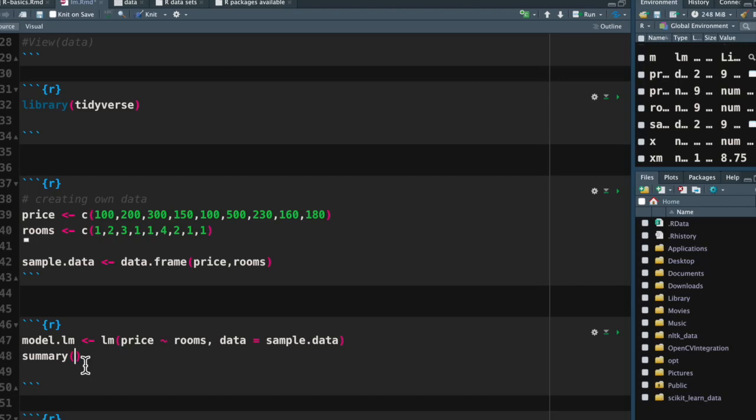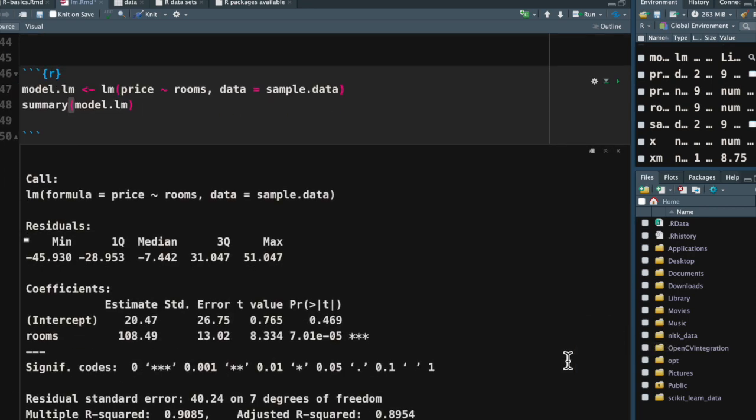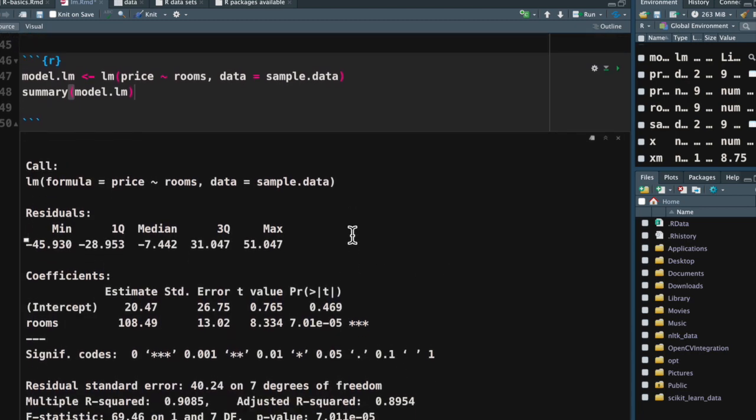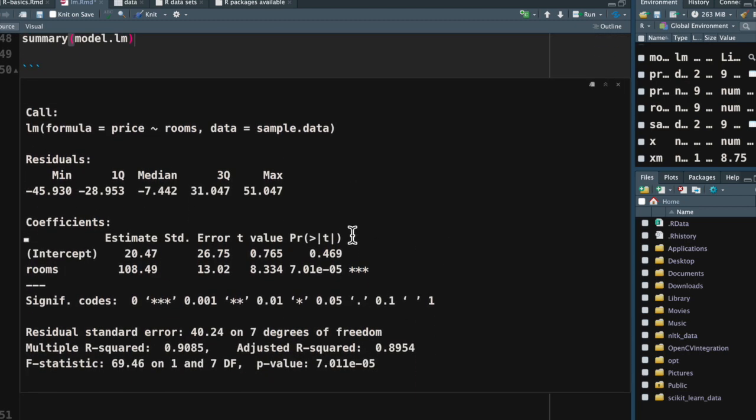So that's how we do it. We pass into the summary function, and let's try to run it. Okay. Once we run it, this is a big chunk of result which we get here. So you don't need to break your head to understand everything that's written here. The most important thing which you are going to look at first is this multiple R square value. Right now it's 0.9085.